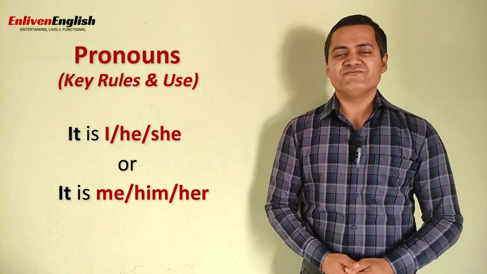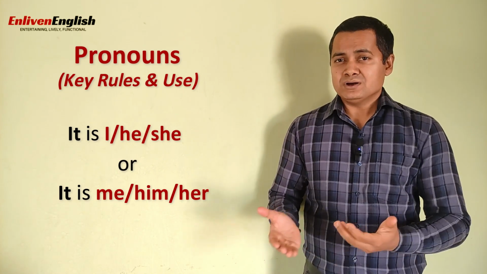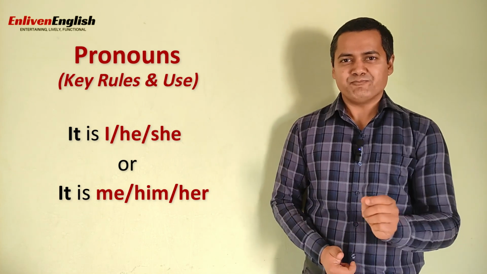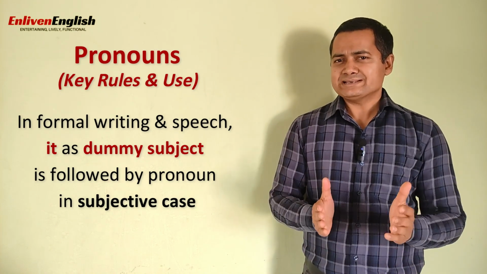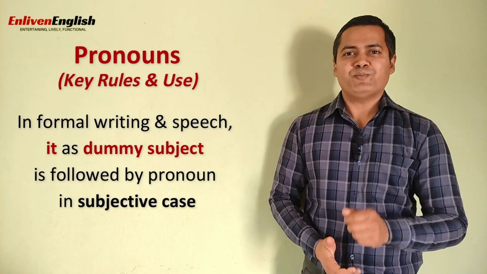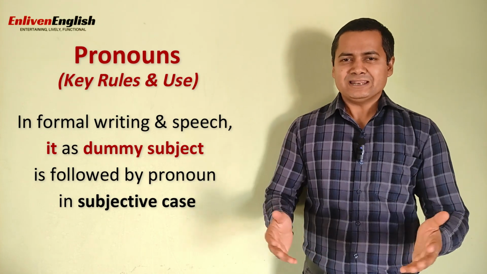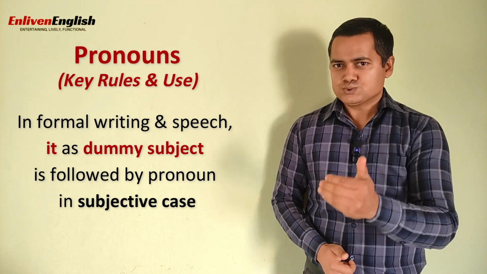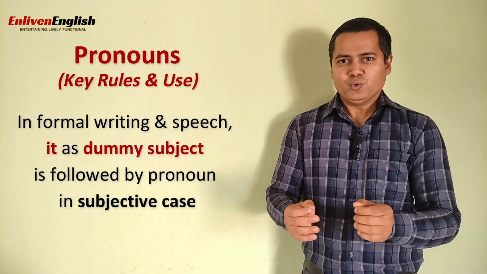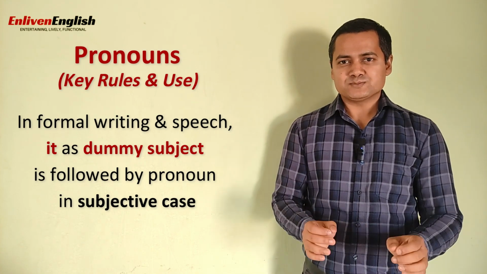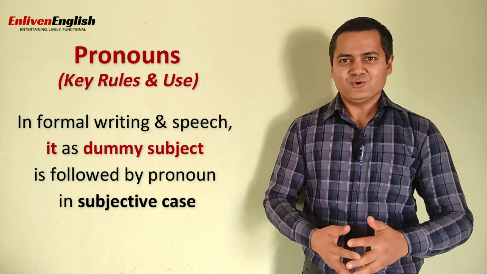There's a lot of confusion whether to say it is I, he, she, or it is me, him, her. Now here you can remember one important rule, that in formal writing and speech, when it acts as a dummy subject, it is always followed by a pronoun in subjective case. In spoken English, it hardly matters and we go by what sounds right to us, and there is a growing tendency to use objective case of pronoun after it. But when it comes to formal writing and speech, subjective case is the right choice. Let's have a look at some examples.